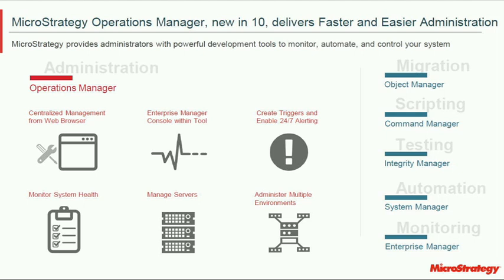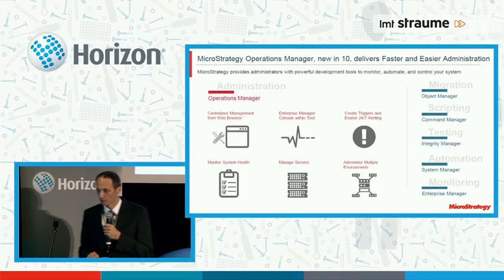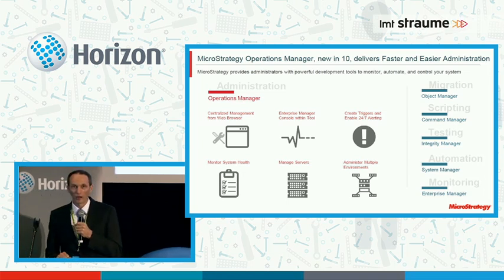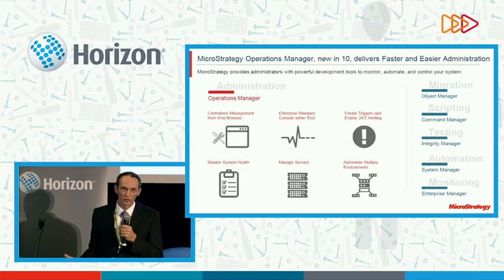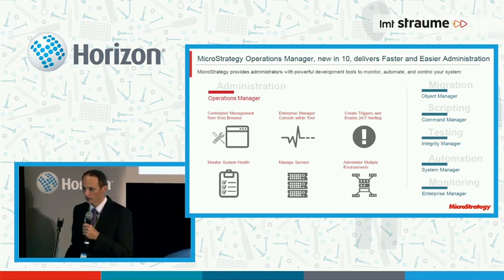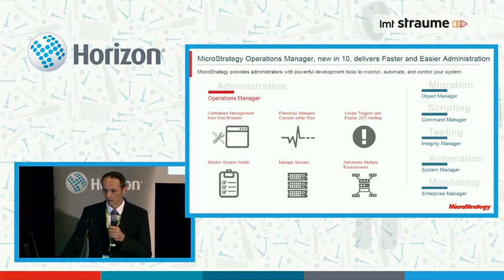In the past, you could do central administration for one environment only. So you had, for example, the development, testing, and production environments, and you had to administer each of those separately, right? Because each is like a separate installation. But now you have centralized management from a web browser based on Operations Manager. So you can do lots of tasks centrally. You can manage those servers. You can also use the Enterprise Manager console to analyze all aspects of executing reports, dashboards, and so on. You can also create triggers, enable constant alerting, and monitor the health of the system in general.